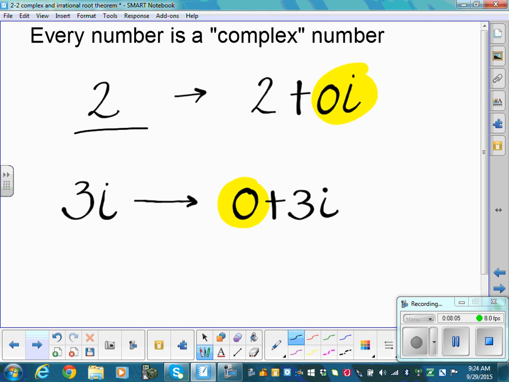And then 3i is still a complex number because that's still in the form a plus bi because our a is just 0. 0 plus 3i. Now we're not going to really get too technical as long as you understand that technically every number is a complex number and that you can rewrite 3i as 0 plus 3i. You can write 2 as 2 plus 0i. Does that make sense, everybody? Okay, so every number is technically a complex number.